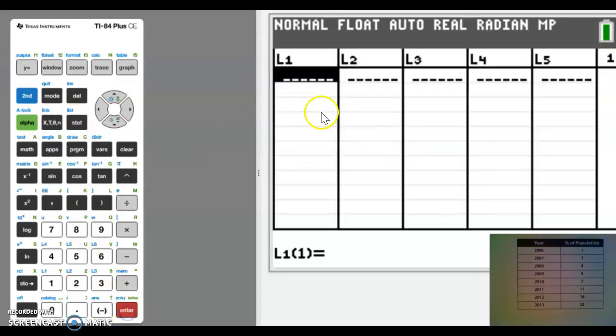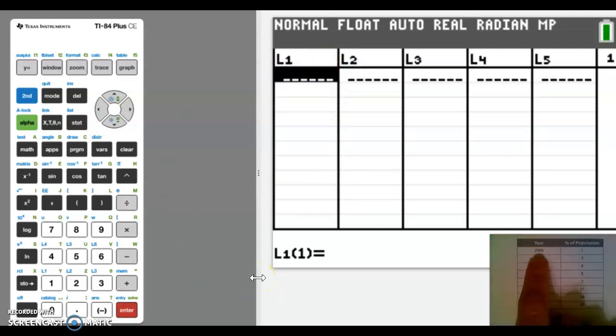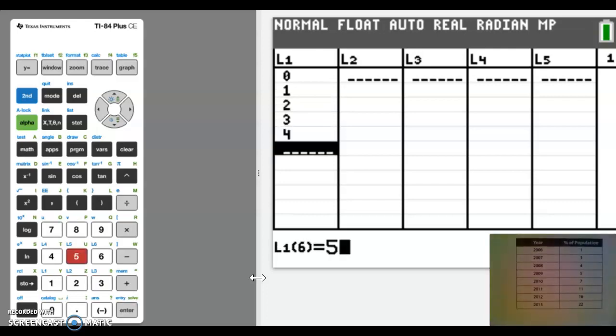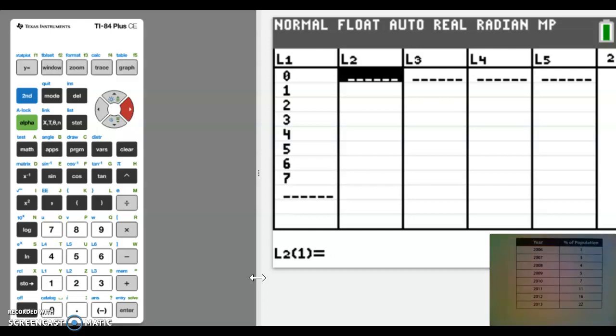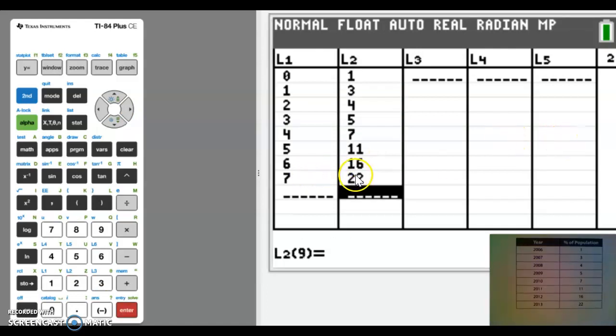So press enter and I'm going to enter these data points. Starting with the year 2006 is going to be a 0. Then 2007 is 1 year past 2006, and then 2 years past, and then 3, 4, 5, 6, and 7, because 2013 is 7 years past that. Okay, moving on over to my next list, I have a 1, 3, 4, 5, 7, 11, 16, and 22. Make sure those are lined up properly, double check your stats, looks good to me.